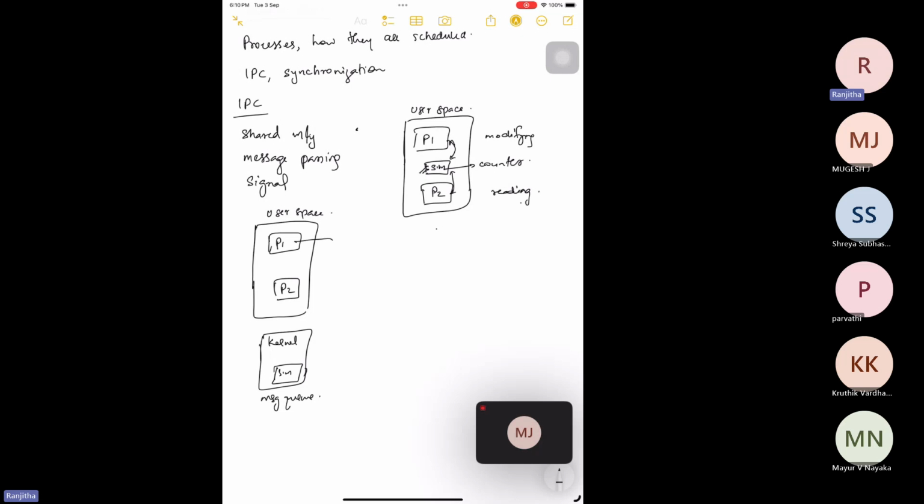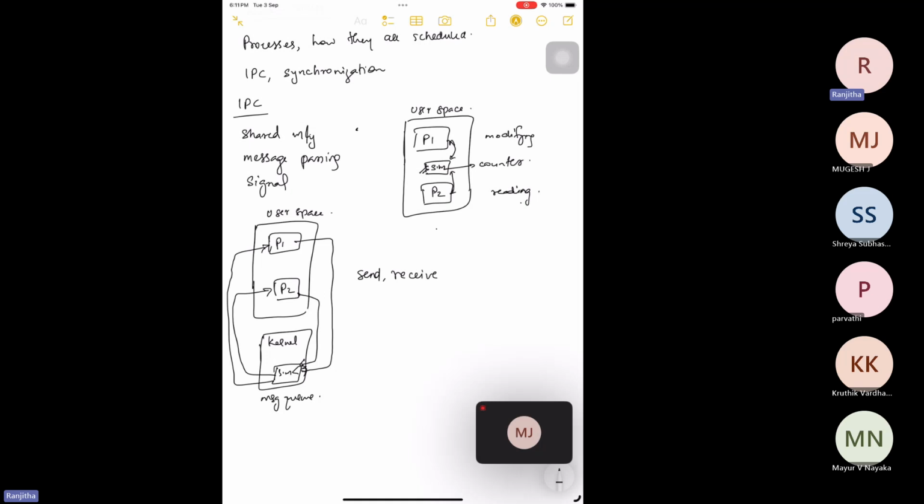Whatever P1 wants to write, P1 will put it in the shared memory and P2 will read from it, or vice versa. Whatever P2 wants to write, P2 will put here and P1 can read. So we can assume that some kind of a message queue is shared between P1 and P2, and using send and receive system calls, the messages will be sent or received from these queues. So this is the idea of message passing.